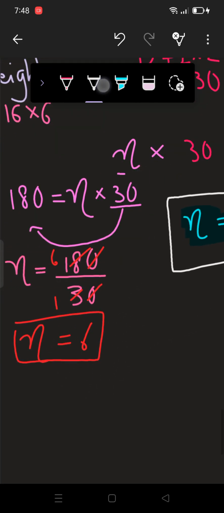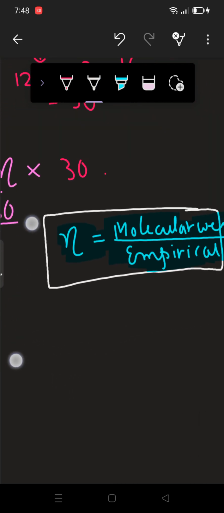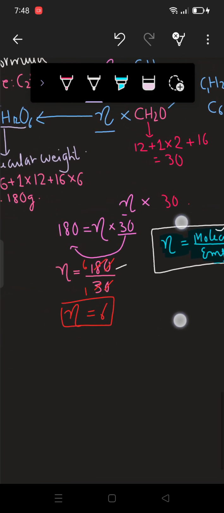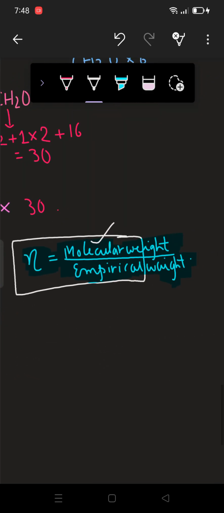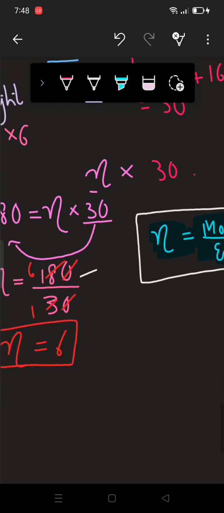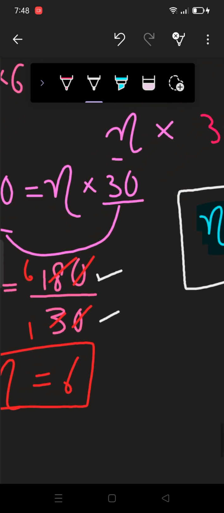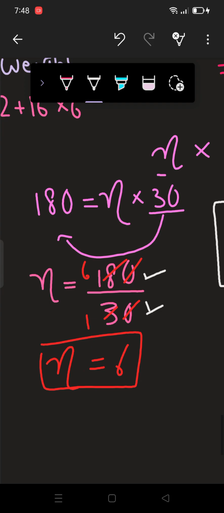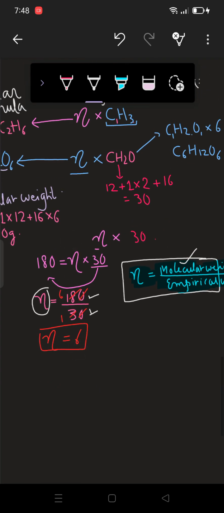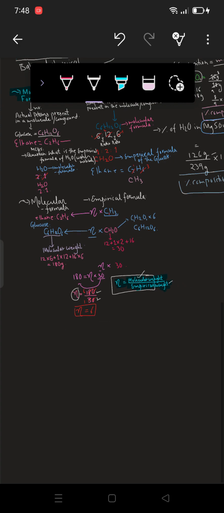So here you can see 180 was what? It was nothing but the molecular weight of the glucose molecule, right? And the empirical weight in this case was 30. 30 was the empirical weight and 180 was the molecular weight. So molecular weight upon empirical weight means 180 upon 30, it will give you the particular number which you will multiply your empirical formula with, so that you will be getting your molecular formula, right?